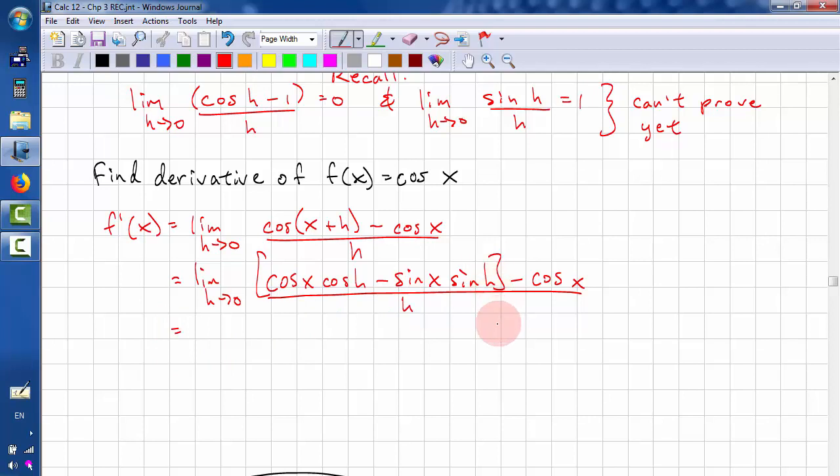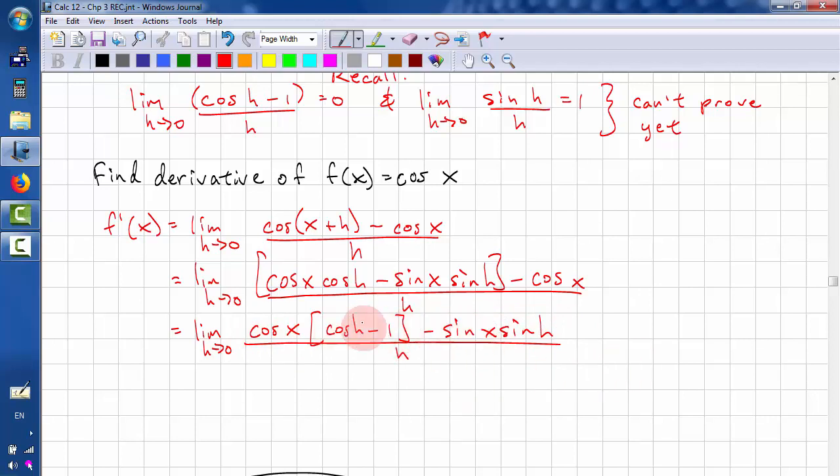So we want to rearrange this. We want to combine these two so we can factor out the cos x. Limit h goes to 0. So we factor out a cos x, and we get cos h minus 1. Remember, when we factor out a cos x, we're dividing by cos x. And we have minus sine x sine h, and it's still all over h.